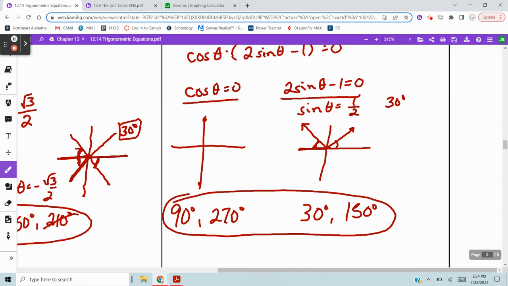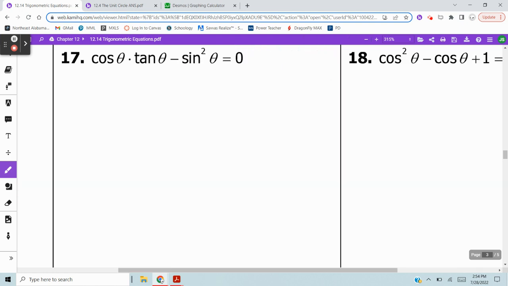4 answers. But again, I just remembered they only wanted answers between 0 and 180, so we will throw that 270 out. And number 17, I noticed on number 17 we actually have 3 different trig functions. We have cosine, sines, and tangents.